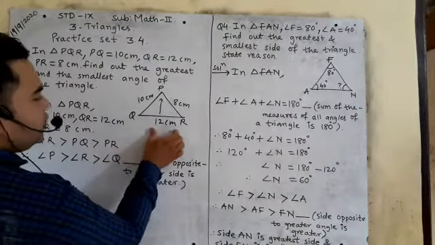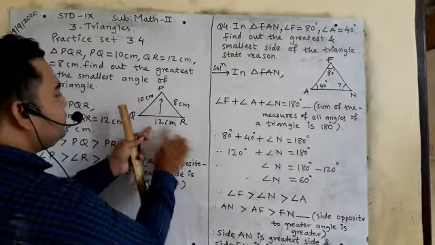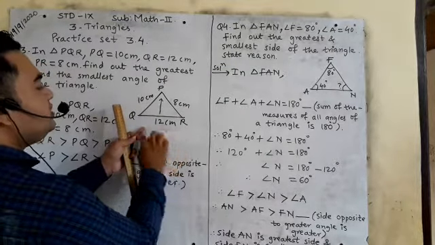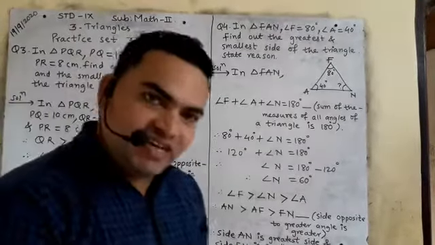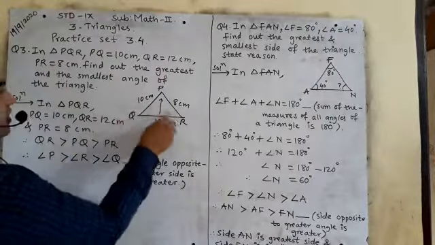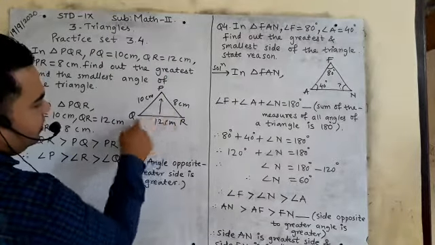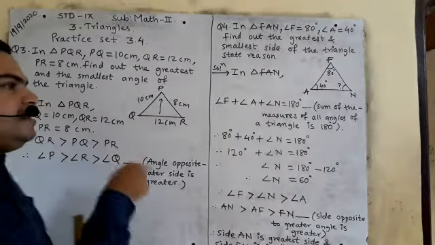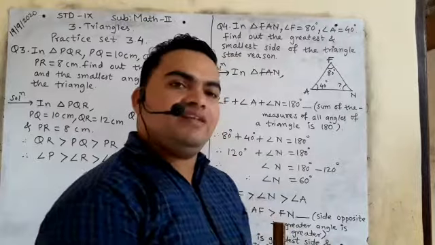Look here. Side QR is 12 cm, which is the biggest side. So the opposite angle of this side QR is angle P. So angle P will be the greatest angle. Which is the smallest side here? 8. PR is 8. So which is the opposite angle of PR? Angle Q. So angle Q will be the smallest angle because it is opposite to the smallest side.